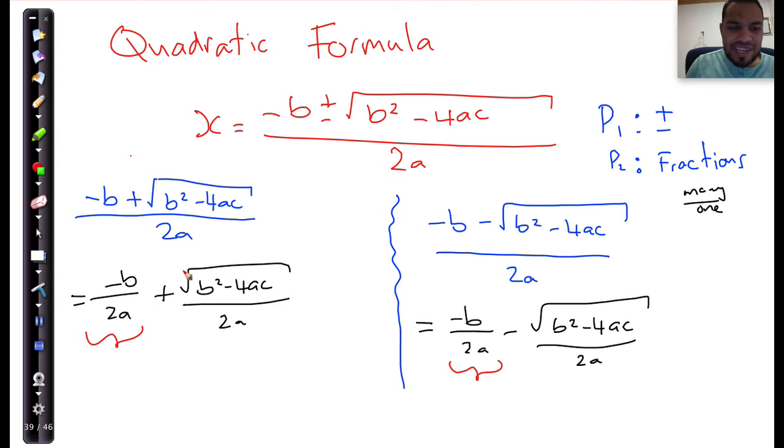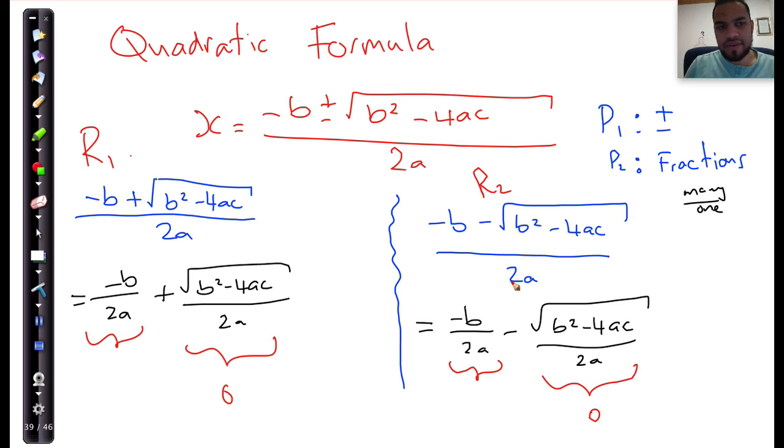Now, if this part over here has a value of 0, it's not always the case. Sometimes it's not 0. But if it had a value of 0, then minus b over 2a plus 0 is exactly the same as minus b over 2a minus 0, if this thing turns out to be 0. And therefore we say that the roots will be equivalent, because this is the value of root 1 and this is the value of root 2.